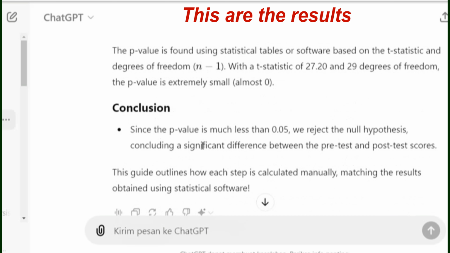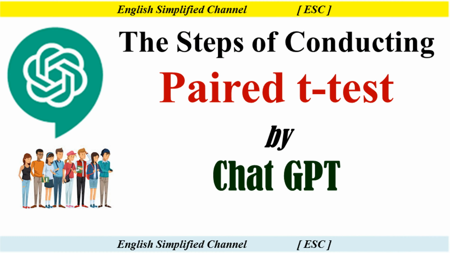Conclusion, since the p-value is much less than 0.05, we reject the null hypothesis, concluding a significant difference between the pre-test and post-test scores. Well, that's it. Using ChatGPT simplifies the paired t-test process. By providing the data and asking for the analysis, ChatGPT calculates and interprets the results for you.